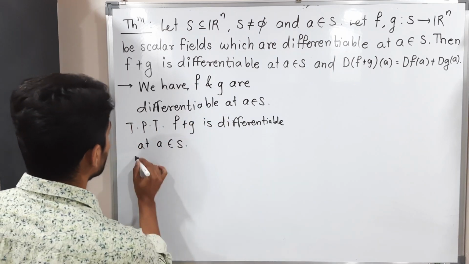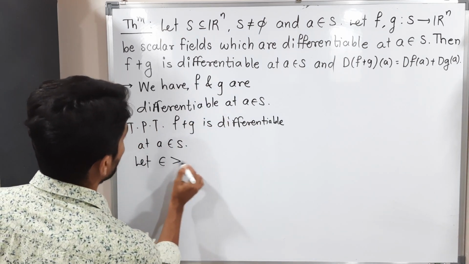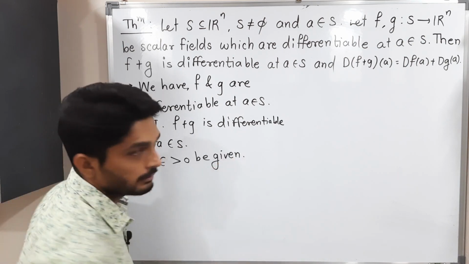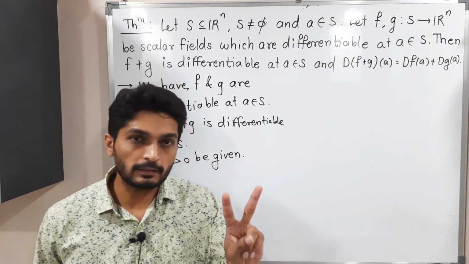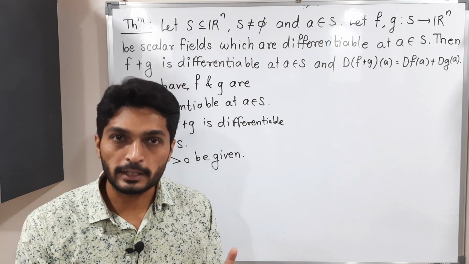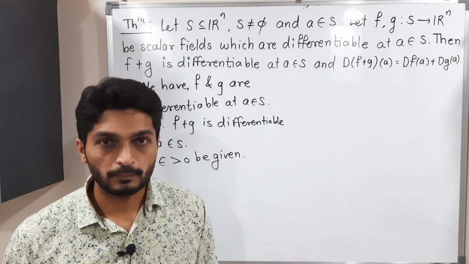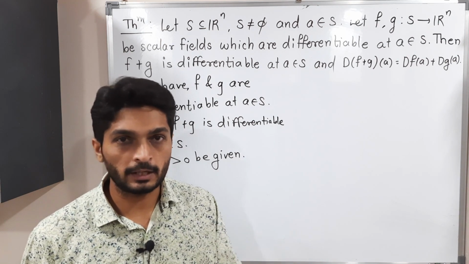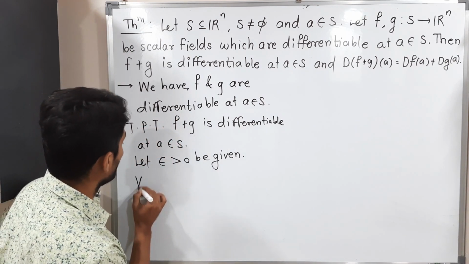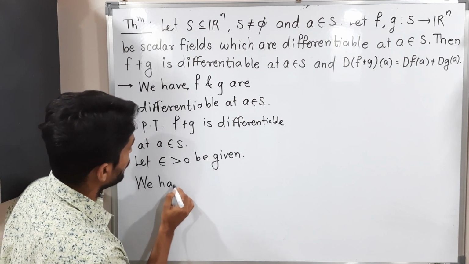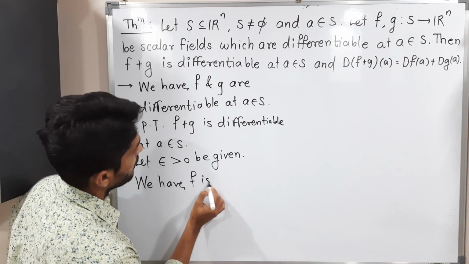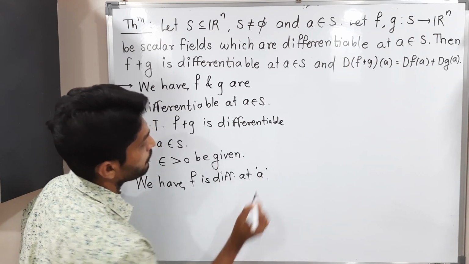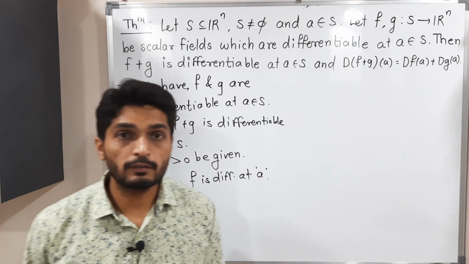Obviously at the beginning of the proof of this theorem, I should take one epsilon. So let epsilon greater than 0 be given. So we have two simple pieces of information: f is differentiable at A and g is differentiable at A. Let us start with the first, f is differentiable at A. So you know the definition of differentiability.